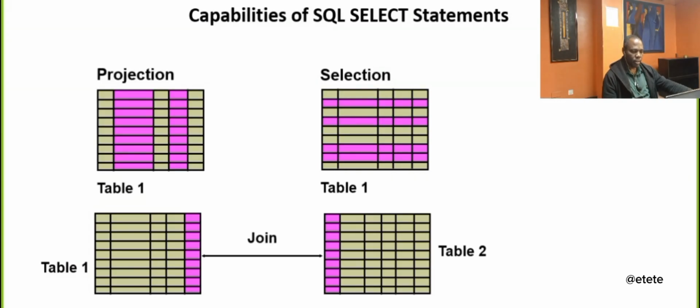Since we started, in our first class, I spoke about the capabilities of the select statement. We have three capabilities of the select statement. The first one is projection, the second one is selection, and the third one is join. So we have used projection, where you can query different columns from a particular table. That is projection. Selection is when you introduce the where clause to filter out the rows that you want. That is selection. That's why you are seeing these colors. Now, joining is when you are combining different tables.